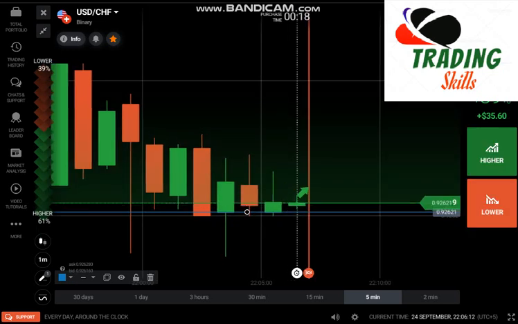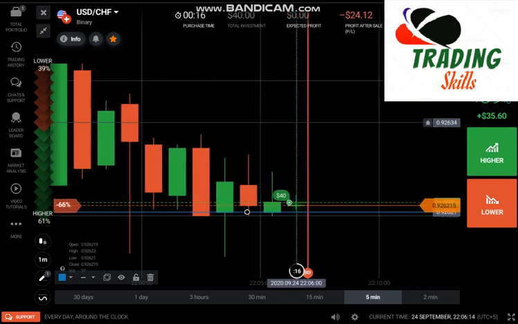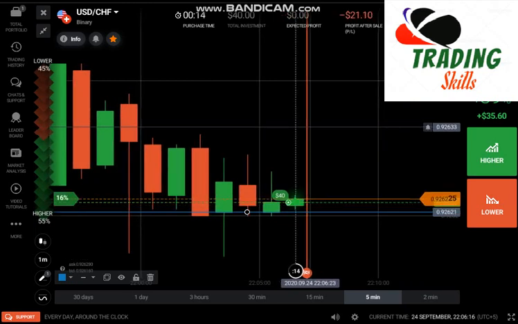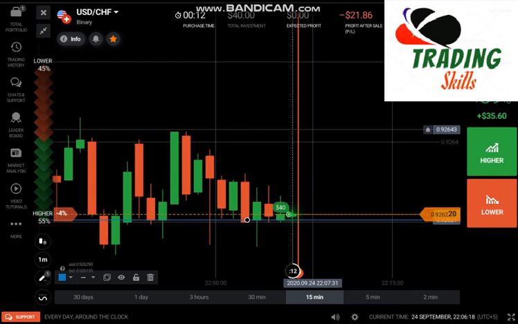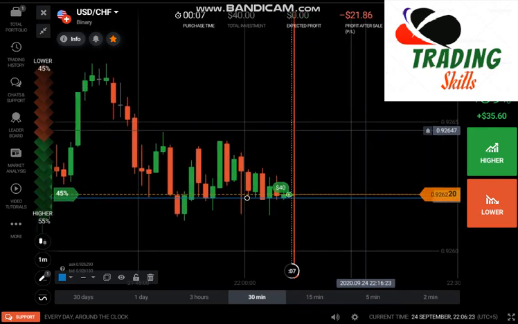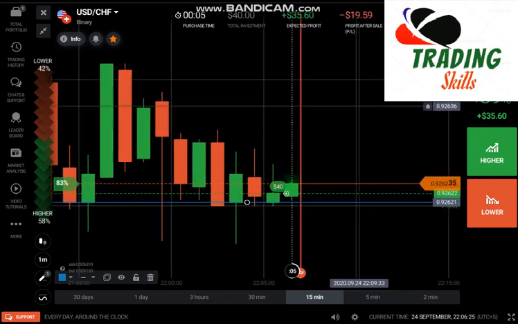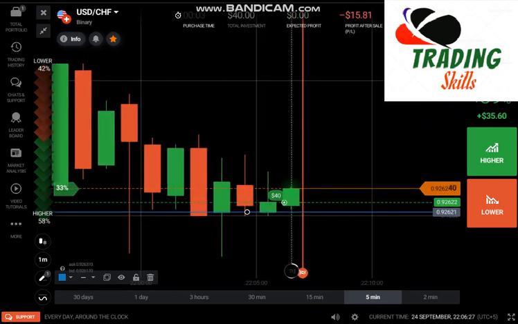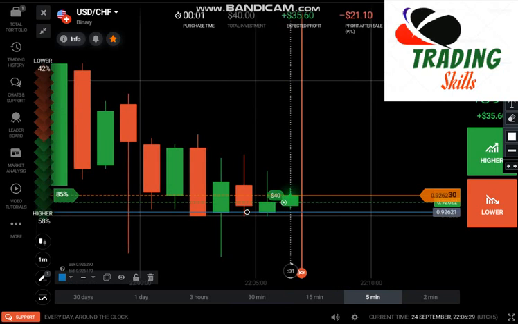So today I'm going to show you how to analyze the candle by using the candlestick psychology. So here I have taken my trade up and I am 100% sure that the candle will close as a bullish candlestick.